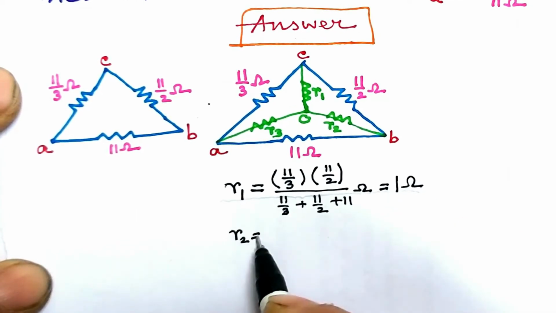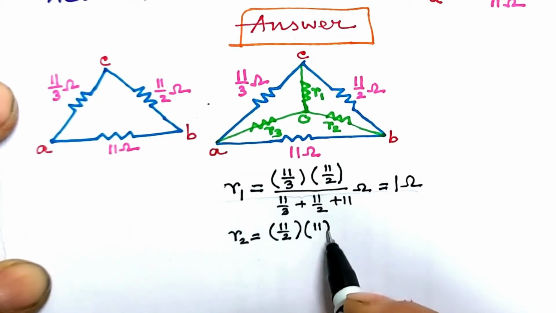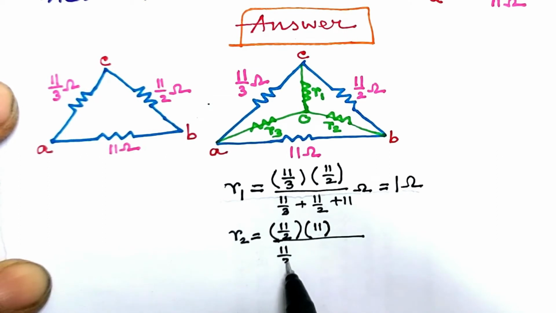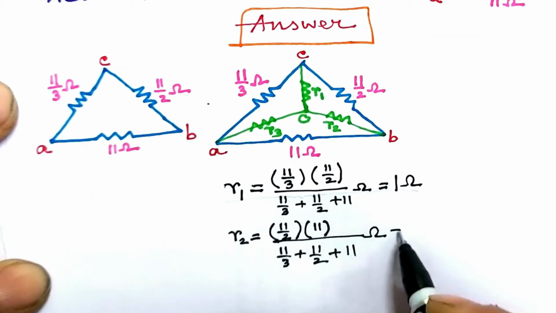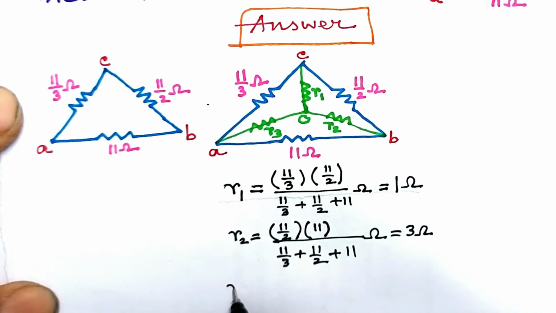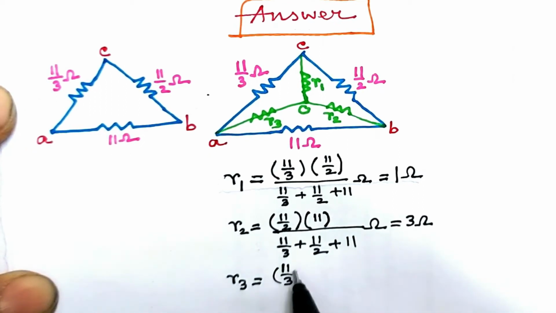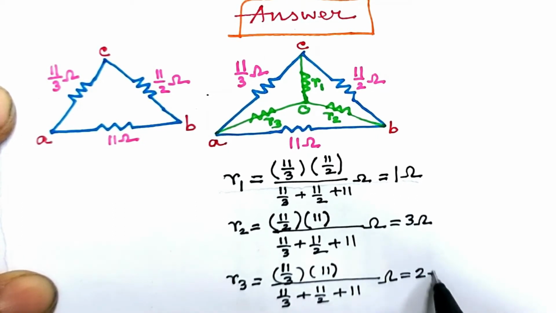Now what is R2? Look at R2. It is attached to the delta resistances 11 by 2 ohm and 11 ohm. So we take their product and divide by the sum of all delta resistances. Calculation gives us 3 ohm. What is R3? Look at R3. It is attached to the delta resistances 11 by 3 ohm and 11 ohm. So we take their product and divide by the sum of all delta resistances. Calculation gives us 2 ohm.